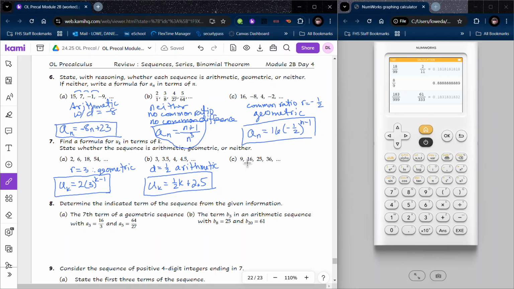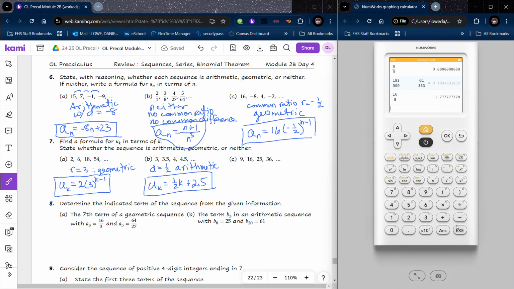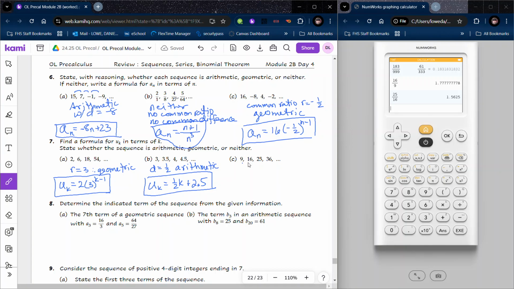All right, if I look to the next, right, do I have a common ratio? Let's see. Well, what's 16 divided by 9? Okay, what's 25 divided by 16? I don't have a common ratio. But if I look at my details a little bit more, I seem to recognize that these are perfect squares, right? So because I recognize that these are perfect squares, I can say that my kth term is going to be k plus 2 quantity squared, right? So if k is equal to 1, I'm going to have 1 plus 2 quantity squared, then 2 plus 2 quantity squared.